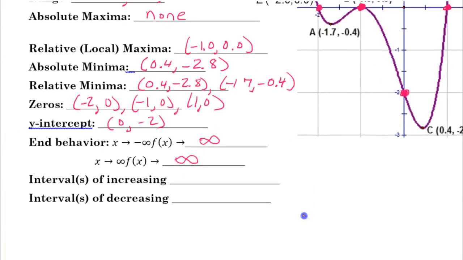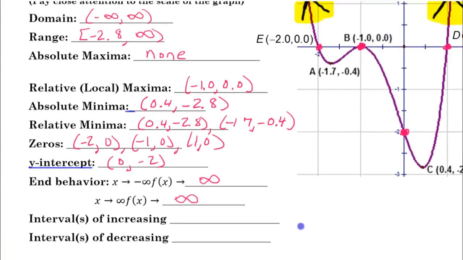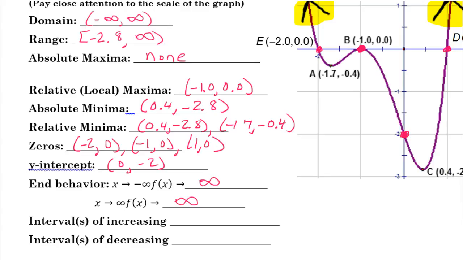And last but not least, let's handle these intervals of increasing and decreasing. All right, before I do that, I'm going to clean up this graph a little bit. It won't go away. One more chance, yellow.